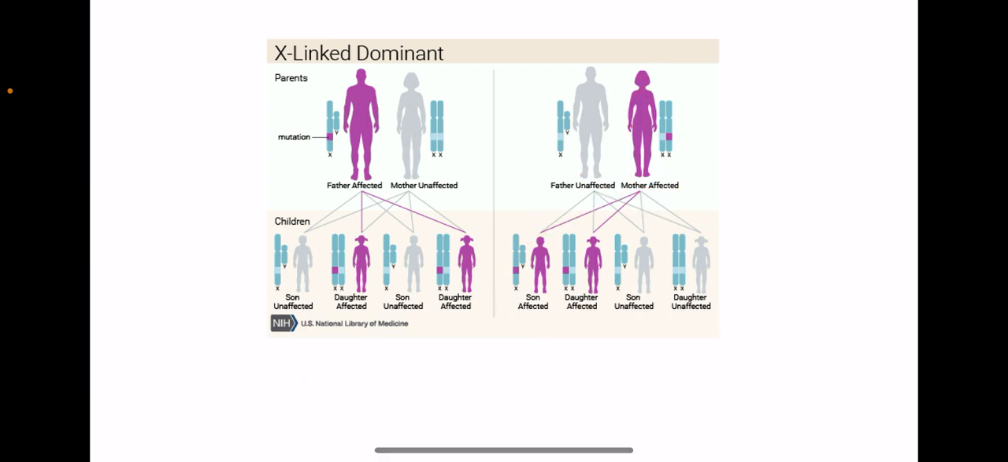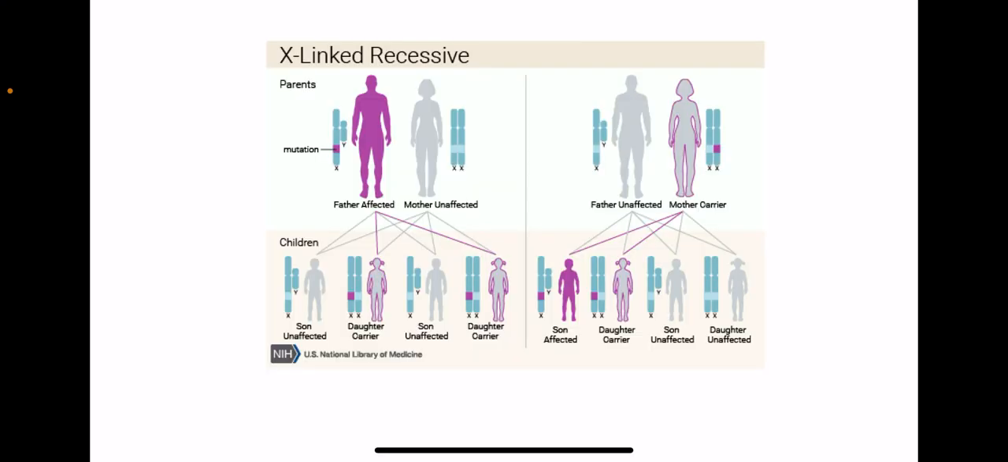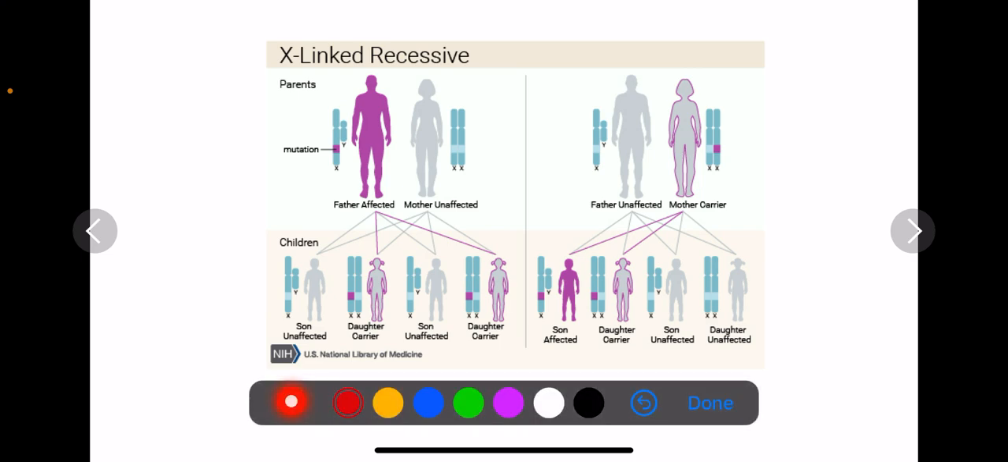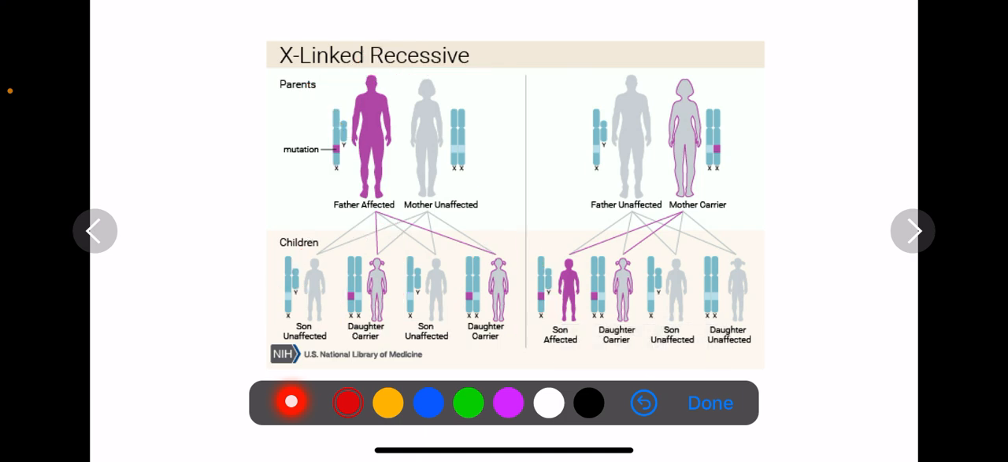Okay, next. So X-linked dominant are Alport syndrome, hypophosphatemic or vitamin D resistant rickets, orofaciodigital syndrome, and incontinentia pigmenti. Now coming to the X-linked recessive. So now this is a recessive disease. Here, if the father is affected, then the daughters are carriers and the sons are not affected. Why? Because it's quite obvious.